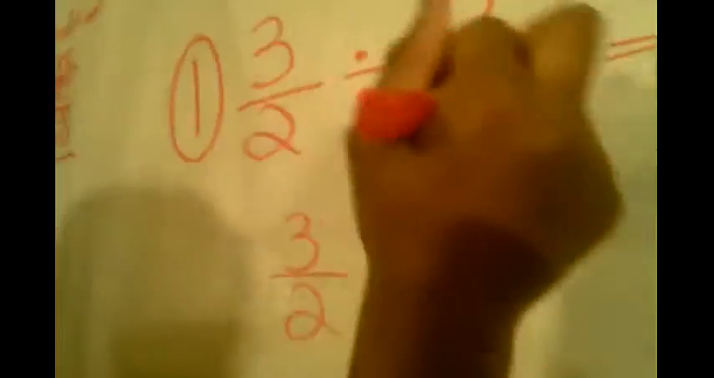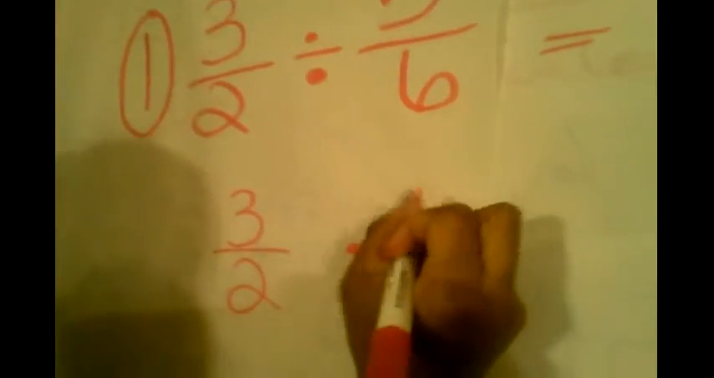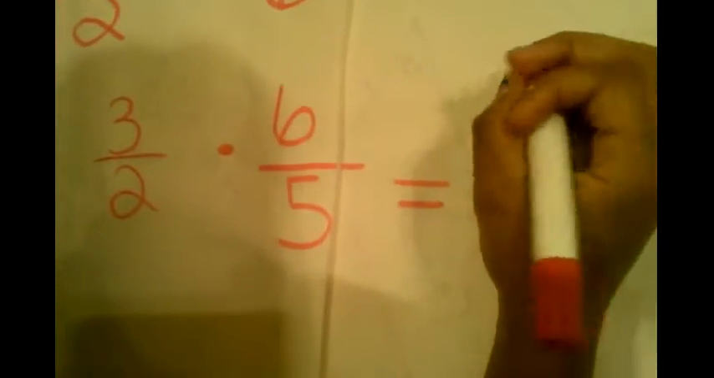Okay. First, you just rewrite the problem. But you can't divide fractions, so you have to multiply. Then you take the reciprocal of 5/6, and the reciprocal of 5/6 will be 6/5. So you do that. Then 3 times 6 is 18. And then you do 5. 2 times 5 is 10.